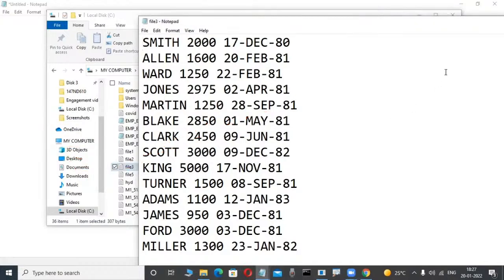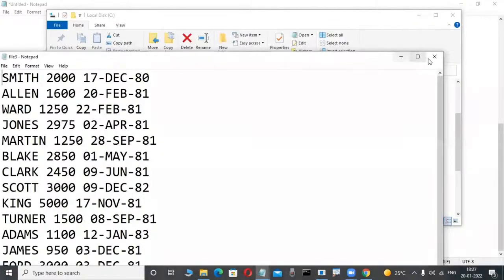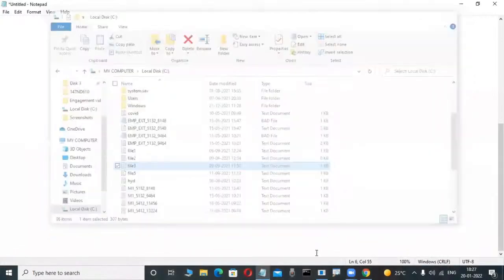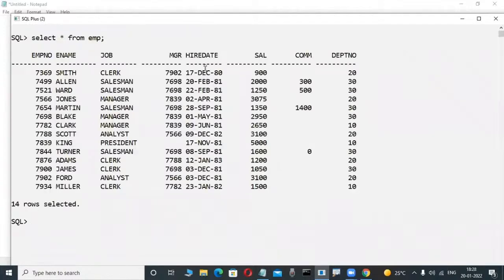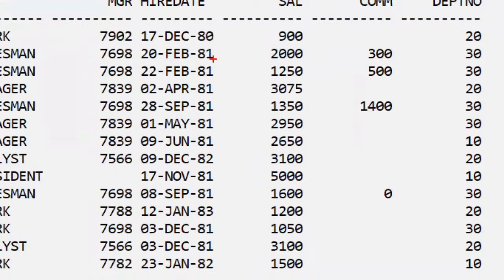But nowadays, we have database software. For example, these are relational database softwares. Somewhere the data is stored. Suppose these are the employees who joined, and I want to display the employees who joined before 1981.